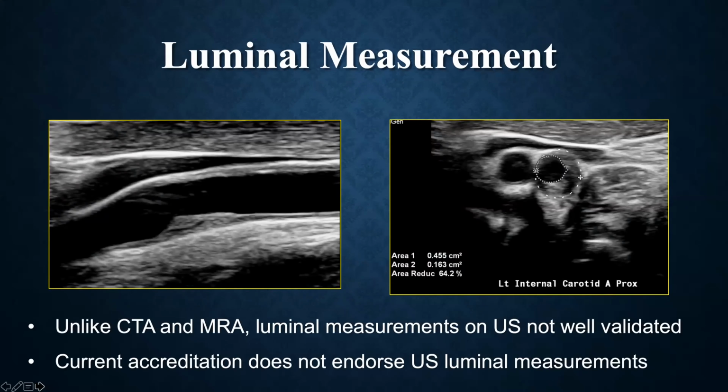Now, one thing we do know is that luminal measurements don't work as well. You can see here from these images that we have on the left side a longitudinal view of the carotid artery with a small amount of plaque, and then you can see these axial measurements where the luminal diameter is measured to try to come up with an estimated stenosis that is thought to be about 64%. But you have to recognize that unlike CT and MR, luminal measurements on ultrasound are not well validated. And there are no current accreditation strategies that endorse these types of luminal measurements.